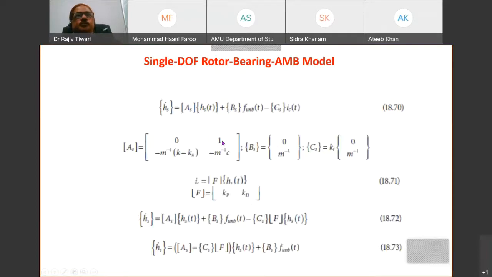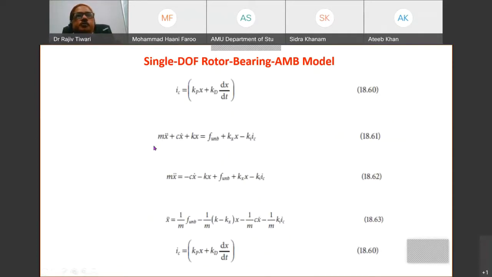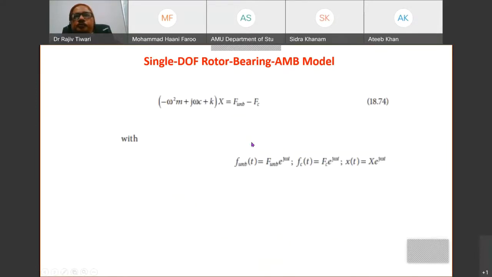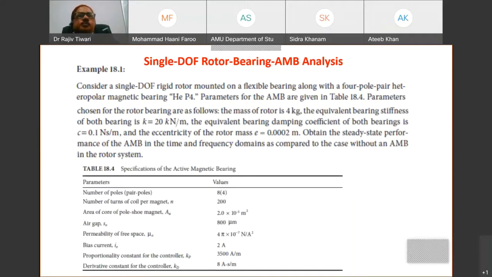So the previous equation we had is in the form of this. Because the unbalanced force is harmonic in nature, we can choose the displacement and the current in harmonic form as well. The controlling force and the displacement we can choose with the same frequency as the unbalanced force. If we substitute this here, we get an equation in the frequency domain, from which the displacement x can be directly obtained for various speeds of the rotor. We'll see these two plots through one example.